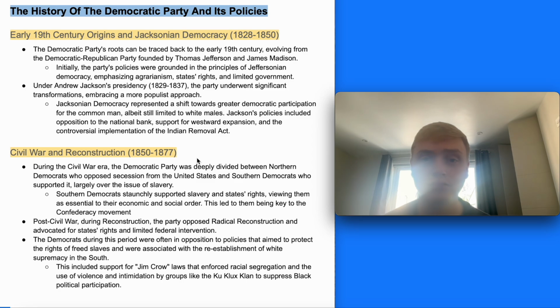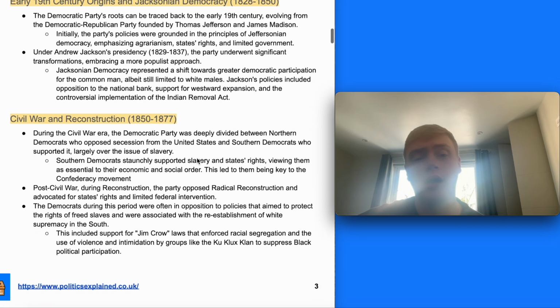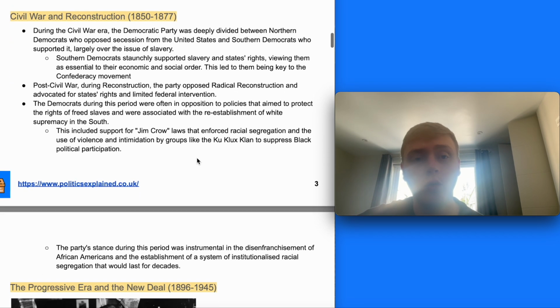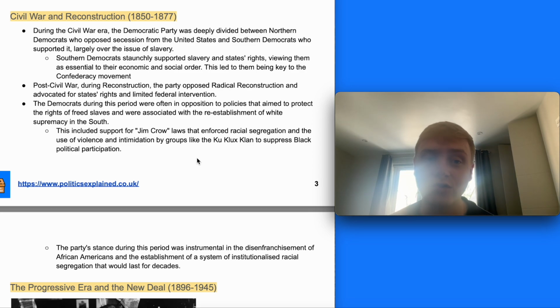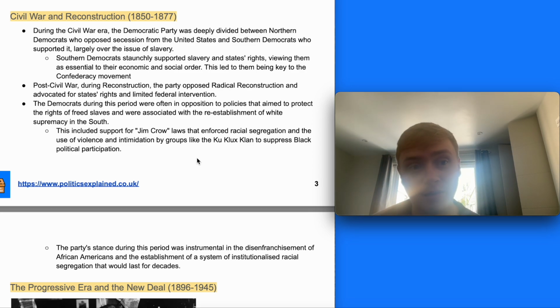Jackson's policies included opposition to the National Bank, support for westward expansion, and the controversial implementation of the Indian Removal Act. What you then have is civil war and Reconstruction. During the Civil War, the Democratic Party was deeply divided between the Northern Democrats, who opposed secession from the United States, and Southern Democrats, who supported it, largely over the issue of slavery. Southern Democrats strongly supported slavery and states' rights, viewing them as essential to their economic and social order. This led to them being key to the Confederacy movement.